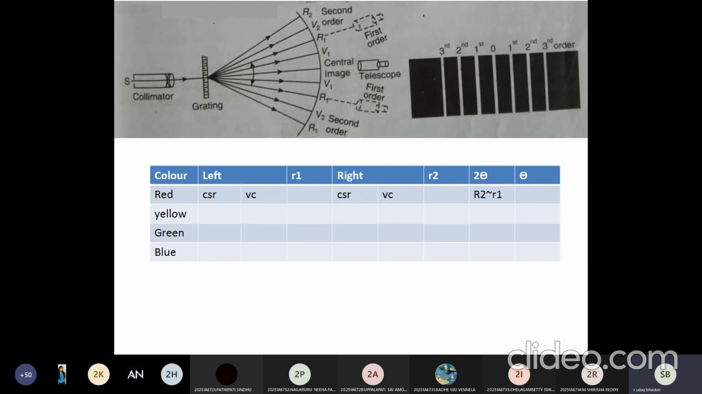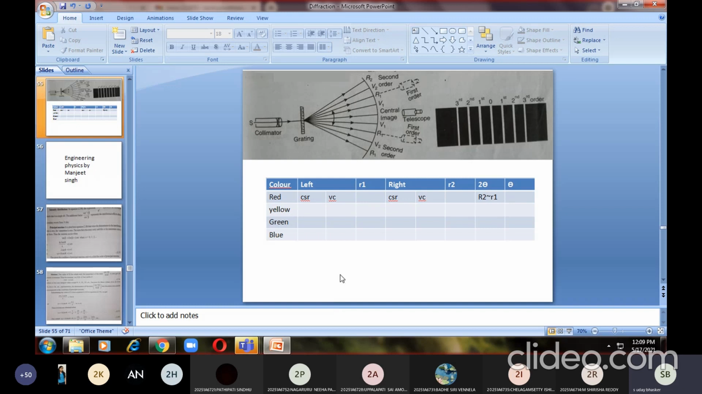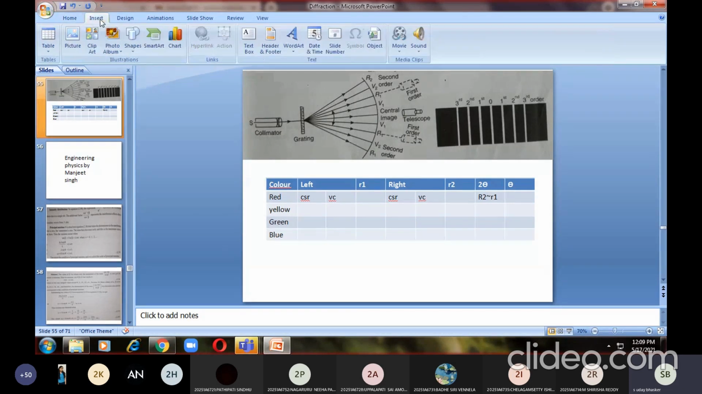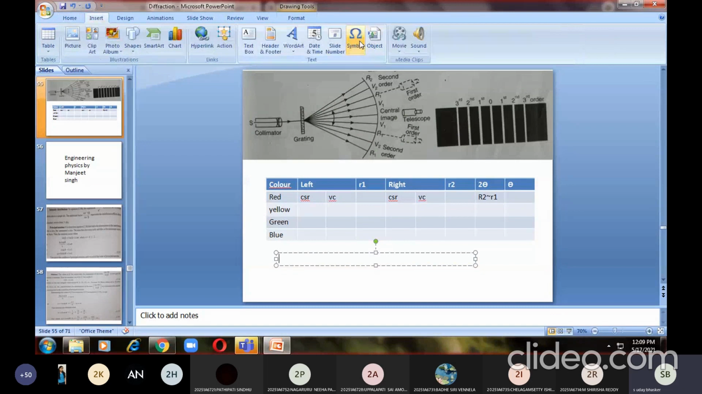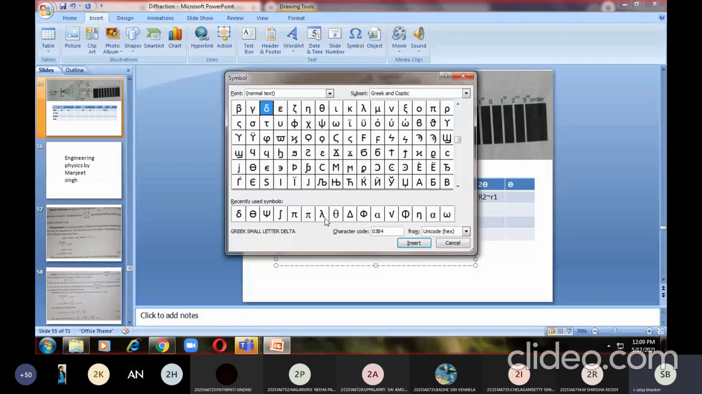What is the diffraction grating equation? That is d sin theta is equal to n lambda. Okay, what is the expression? d sin theta is equal to n lambda. Using that expression, you can find out wavelengths for whatever things you want.